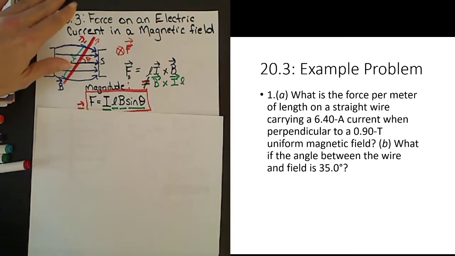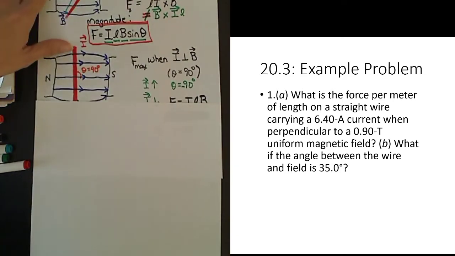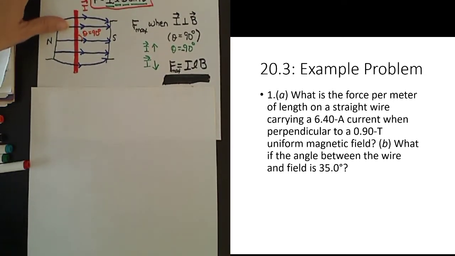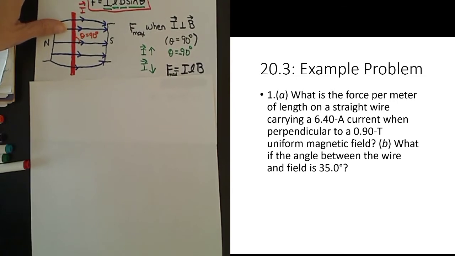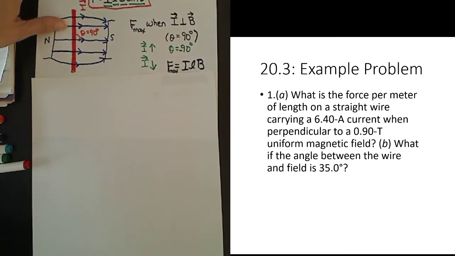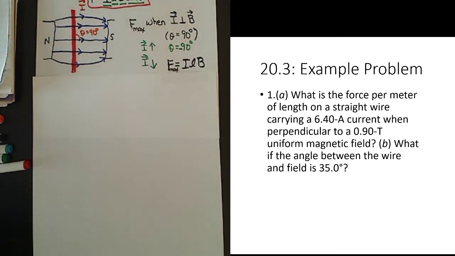So problem 1 in the end of chapter questions. Let's run through this. Problem 1 asks, what is the force per meter length on a straight wire carrying a 6.4 amp current when perpendicular to a 0.9 Tesla uniform magnetic field? And B, what if the angle between the wire and field is 35 degrees?